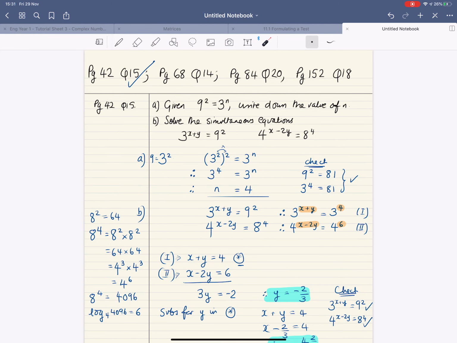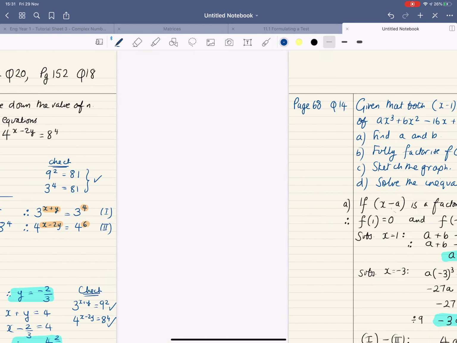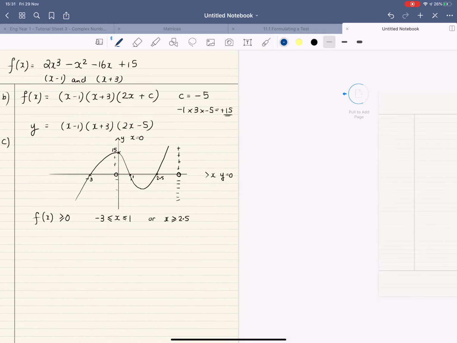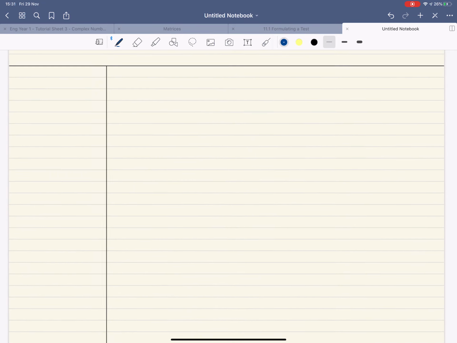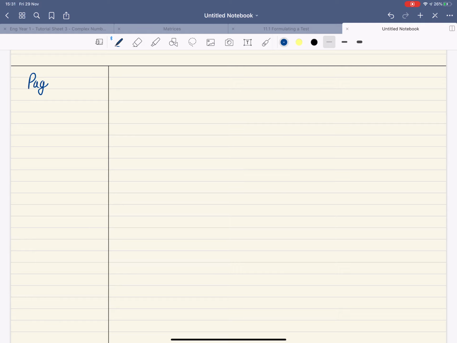So we've done that one. Let's turn that back to blue. Page 84, question 20 next. I'll do that on here. So it's page 84, question 20. You need this one for your exam as well.